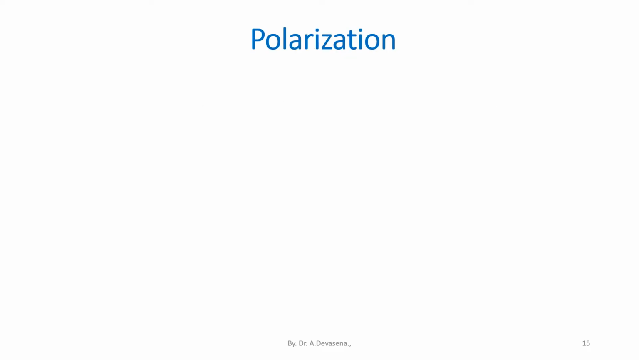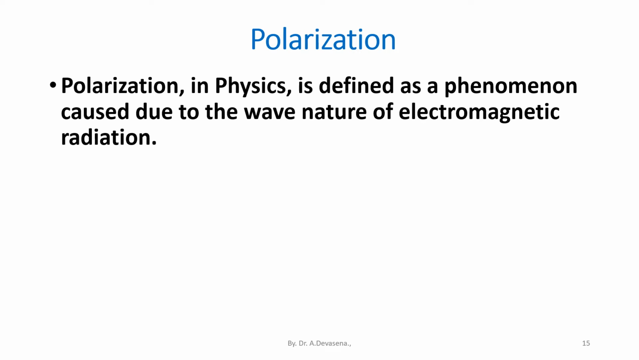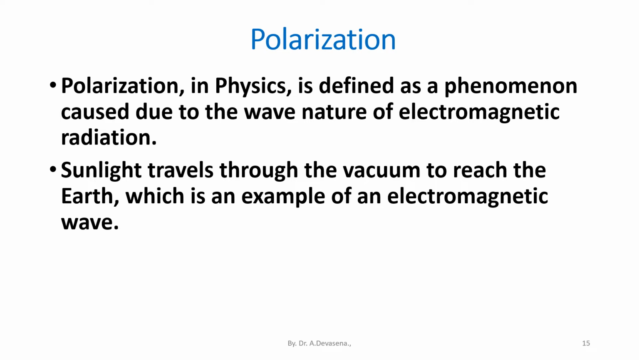Polarization. Polarization in physics is defined as a phenomenon caused due to the wave nature of electromagnetic radiation. Sunlight travels through the vacuum to reach the earth, which is an example of an electromagnetic wave.